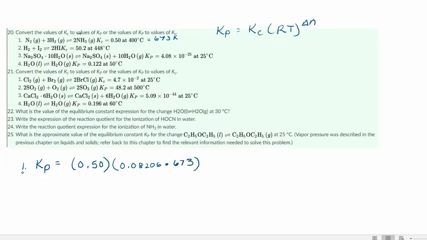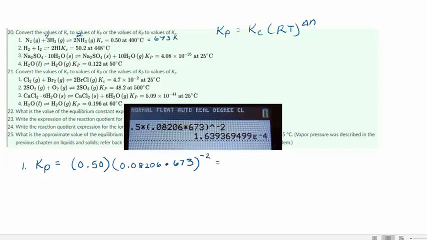Now here I have 2 moles of gas on the product side, and I have 4 moles of gas on the reactant side. So that would need to be raised to the -1. And I may have just said raised to the -1. It's to the -2 because 2 minus 4 is -2. So that gives me a Kp value of, and let's see, I have 2 significant digits here, so 1.6 times 10 to the -4.